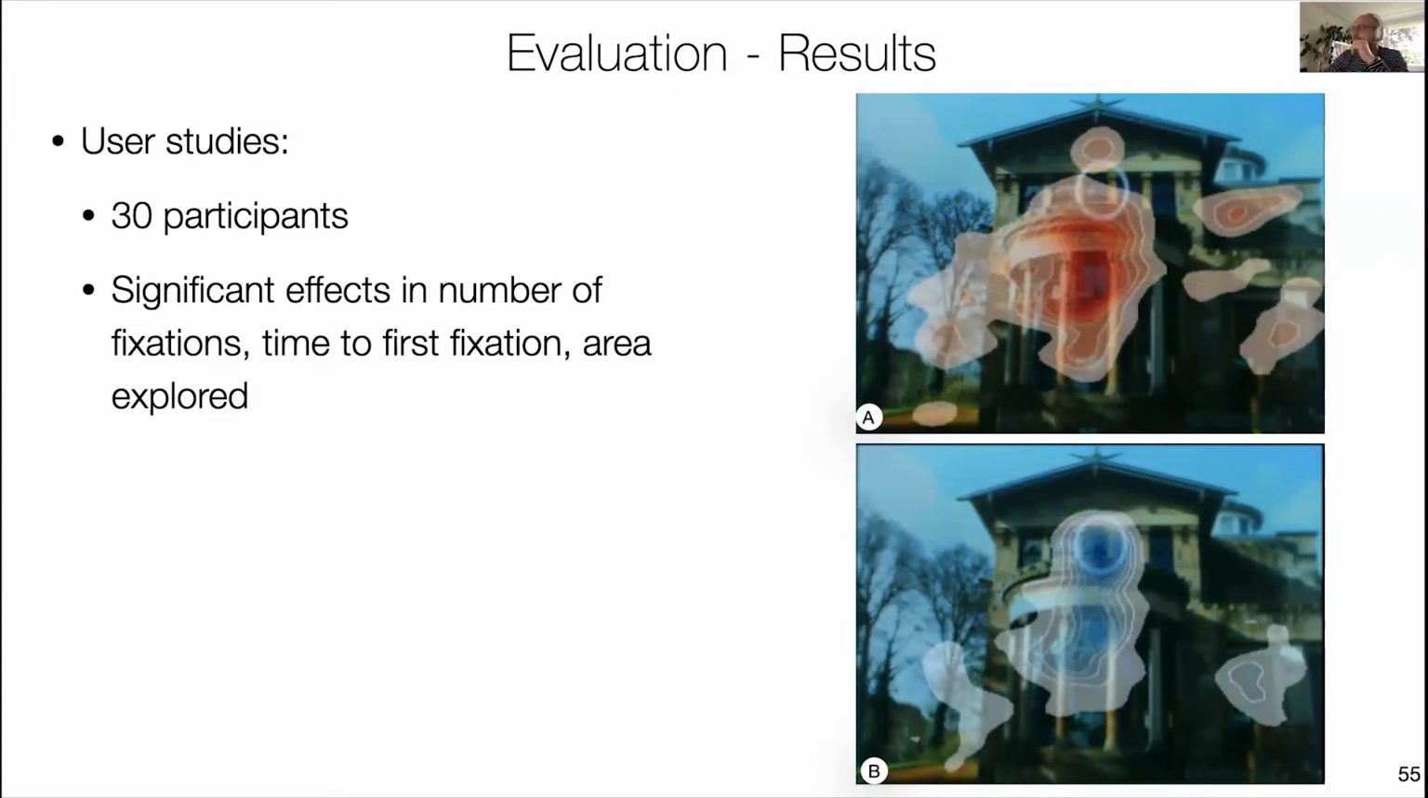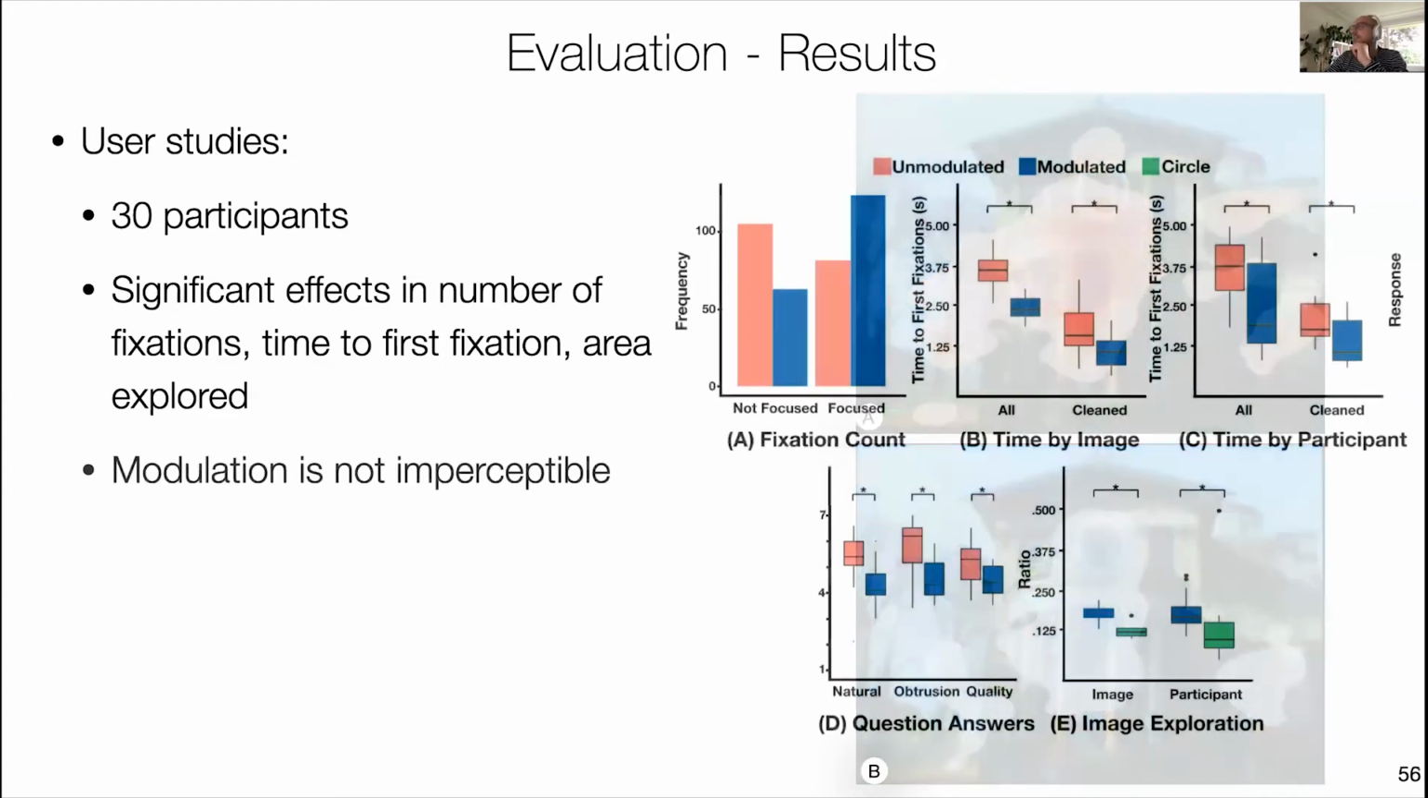Again, you can visualize it slightly differently. Here it's now the white circle emphasizing that area where we wanted them to look. And this is with a heat map. Again, the top one is without our modulation and the bottom one is with our modulation. So again, just emphasizing that they look more often there.